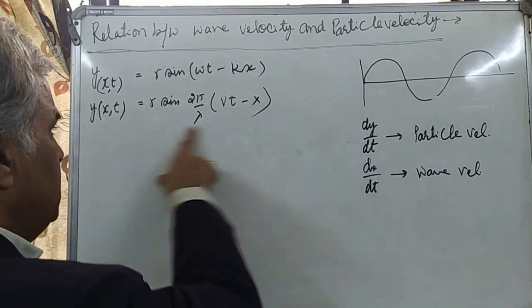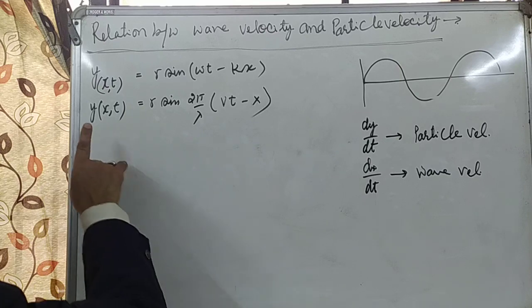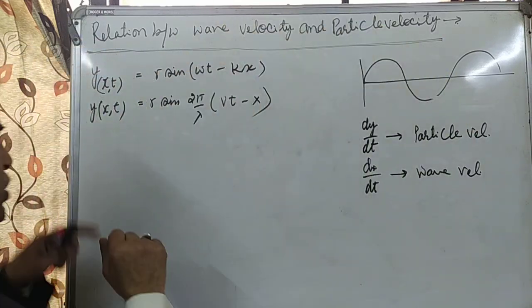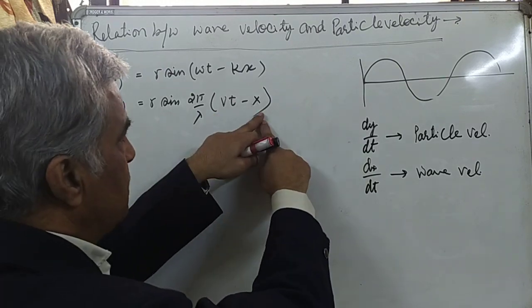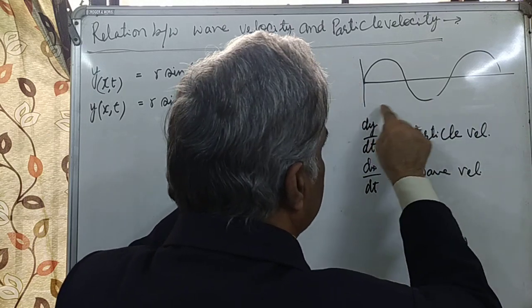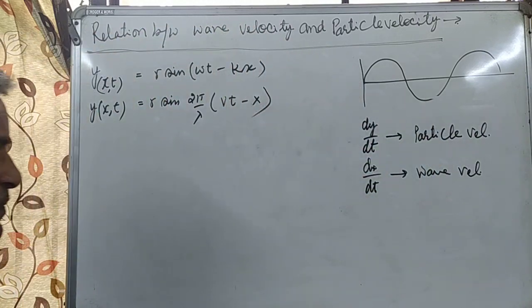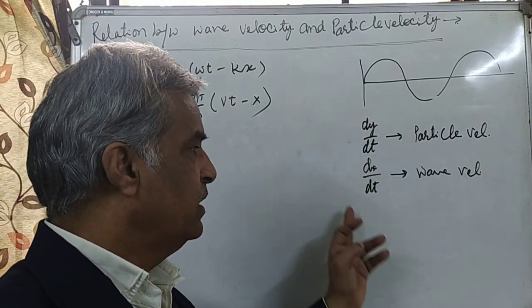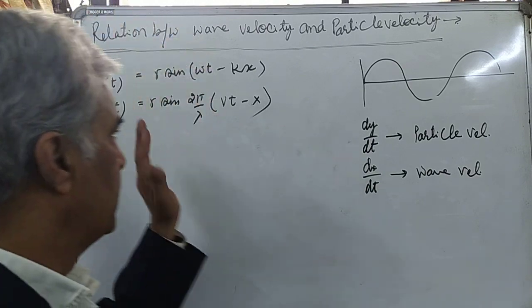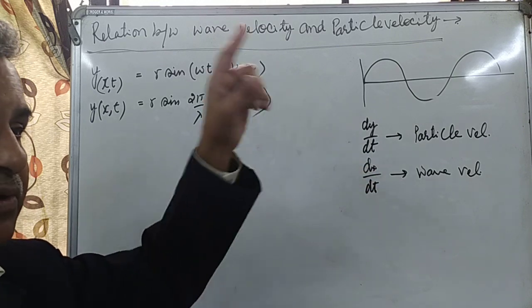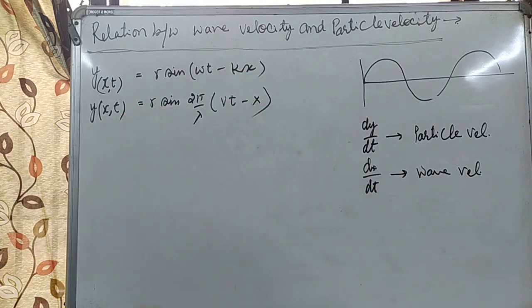This is the traveling wave equation. In this, y is the displacement of the particle due to such a motion, and x is the position of the wave. What is the wave position? This is the x. So that's why dy by dt is the particle velocity and dx upon dt will be the wave velocity. What we'll do in this case, we'll differentiate it with respect to time and with respect to displacement.